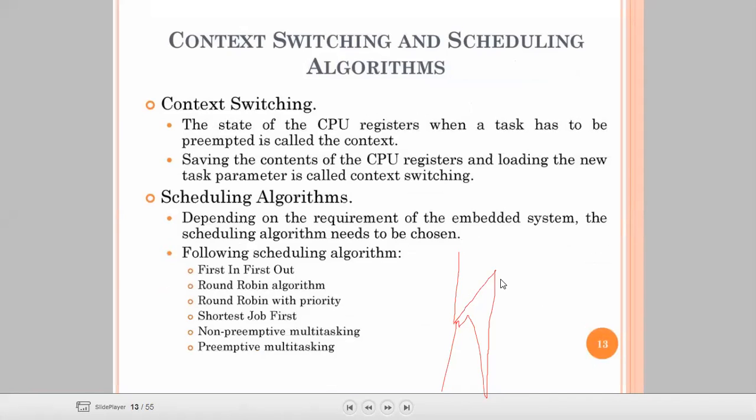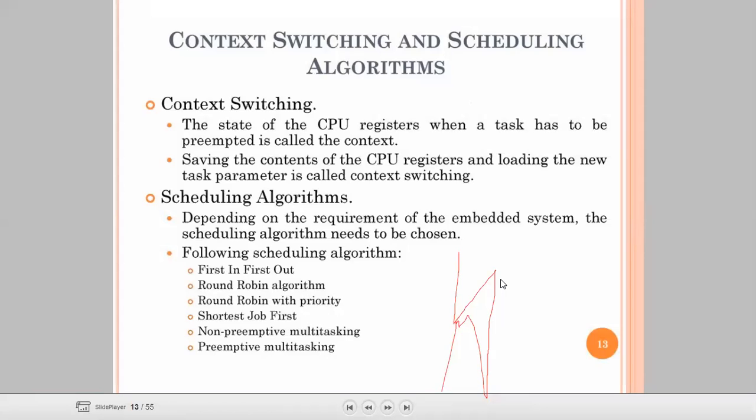Scheduling algorithms. What are the different scheduling algorithms? There, you already know. Depending upon the requirement of the embedded system, the scheduling algorithm needs to be chosen as first in first out, where the first task that occurs has to be finished first. That is first in first out, and the round robin algorithm, which does all the tasks incompletely.